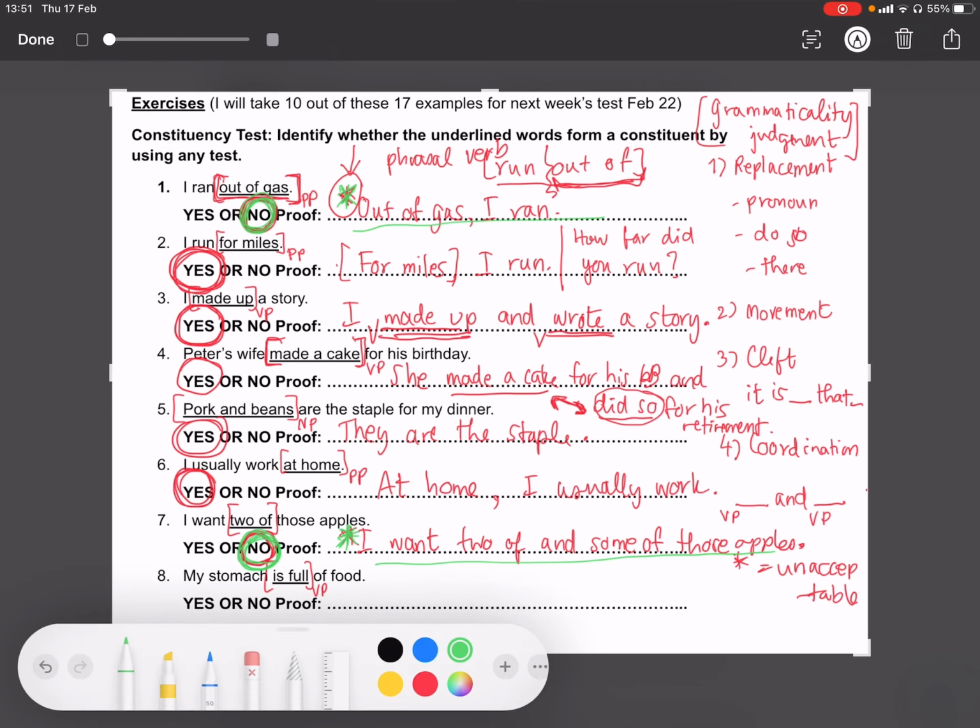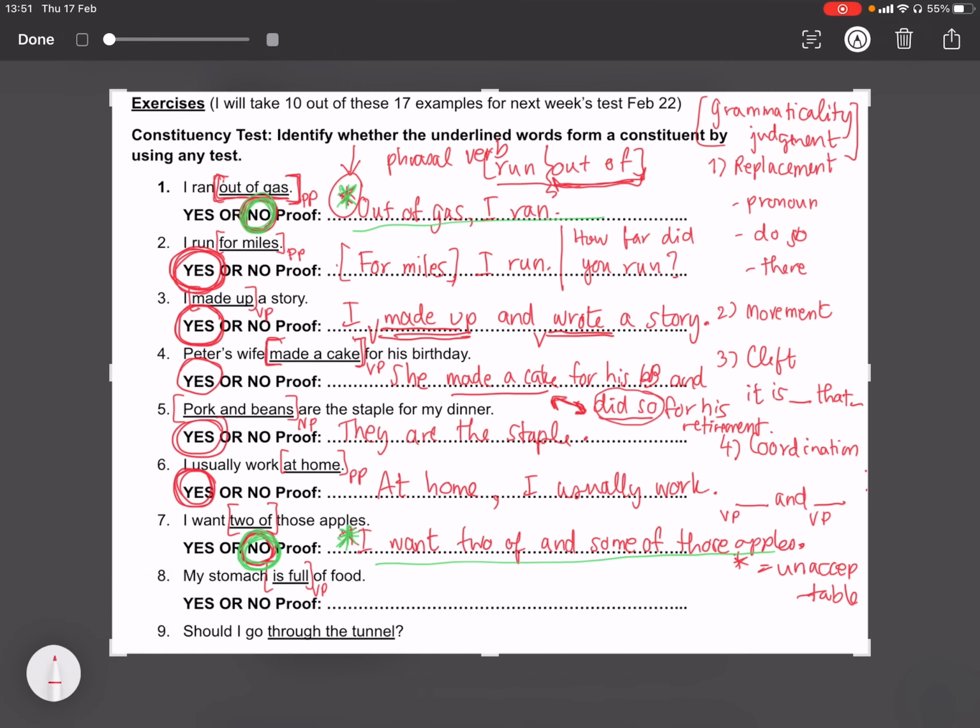Number 8, my stomach is full of food. Again, this is so weird. My stomach is full and empty of food. Because full has to come together with of. It cannot be just full, right? Or you can say of food.